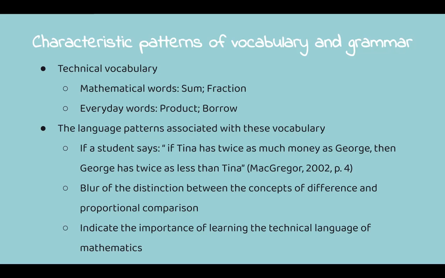If a student knows the general meaning of more, less, and as many as, he may use the everyday language to make this mathematical concept, like, if Tina has twice as much money as George, then George has twice as less than Tina. The use of this common everyday grammatical structure indicates the blur of the distinction between the concepts of difference and the concepts of proportional comparison. This example demonstrates the importance of making students learn the technical language of mathematics, because if students only use everyday language to establish mathematical concepts, the relationships they interpret may be technically incorrect.